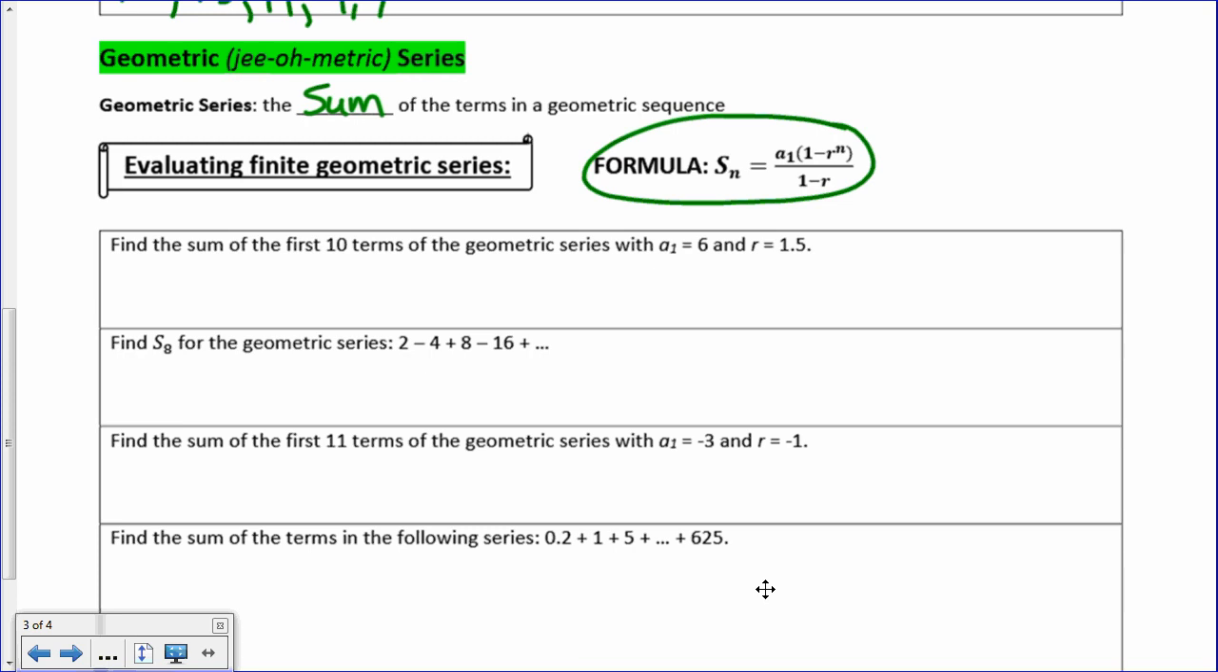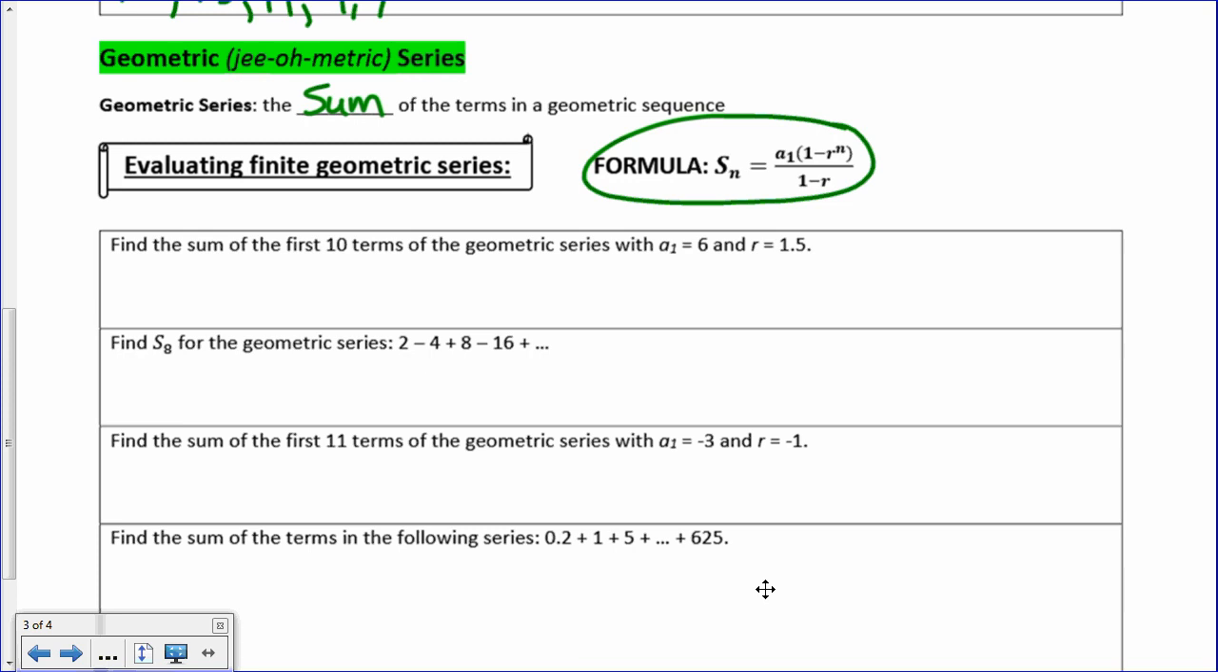So what are the things I need to know? I need to know n, a sub 1, and r. Okay, so we're just going to look for those the same way that we did before. Hunter, shut up, please. We're going to look for them in the question here the same way we did before and just plug them in.